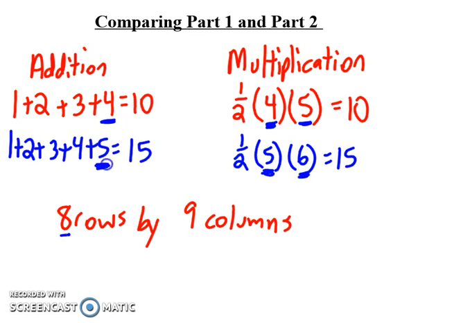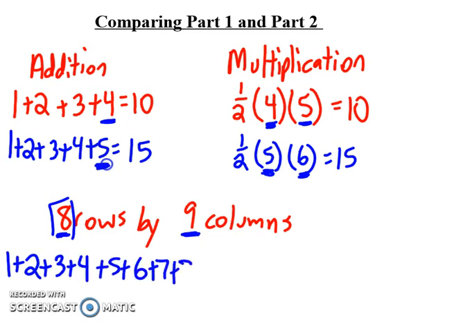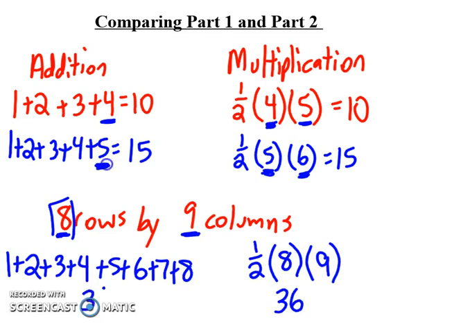So if I think about the fact that I have 8 rows by 9 columns, well, the 8 is what I'm basing everything off of. In addition, I would be adding all of my numbers, in this case, to 8: 1 plus 2 plus 3 plus 4 plus 5 plus 6 plus 7 plus 8. In multiplication, I'd be saying, oh, that means that I'm going to do 1/2 the number of rows I have times the number of columns I have. And in both cases, I will end up with the fact that 36 blocks would be colored in.